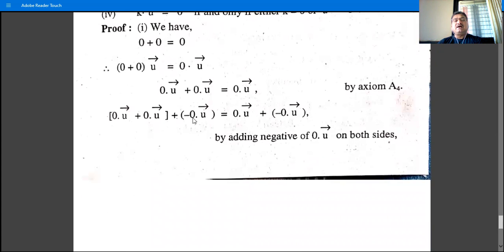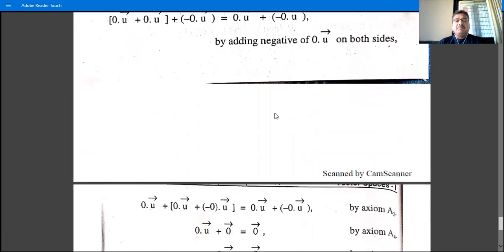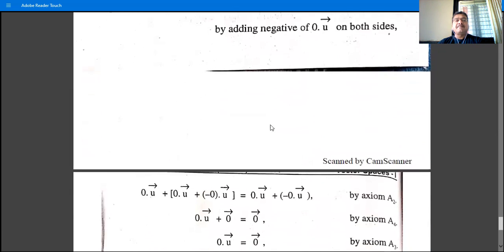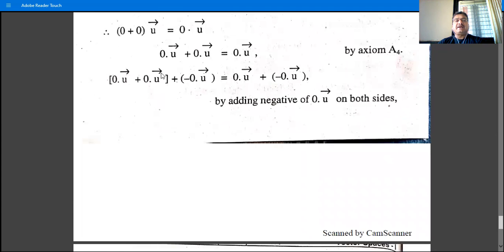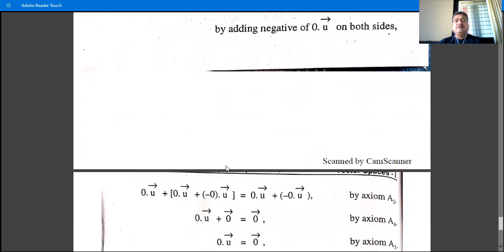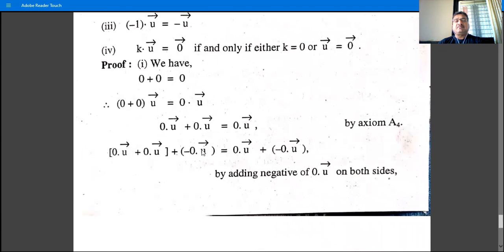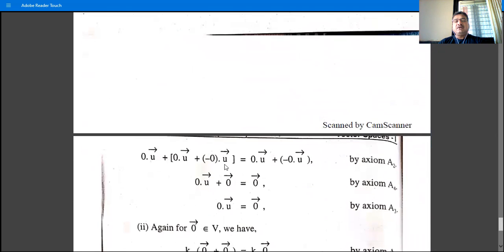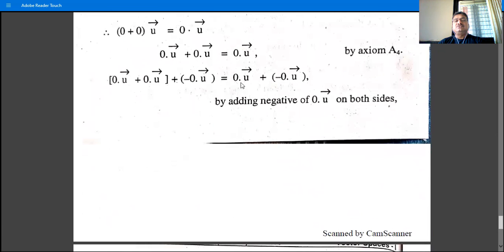So then add minus 0 into u bar on both sides. Minus 0 into u bar is what? It is the negative of 0 into u bar. So add 0 into u bar minus 0 into u bar on both sides. And then by using the associative property, we shift this bracket to these two. So 0 into u bar is 0 into u bar plus minus 0 into u bar, minus 0 into u bar.